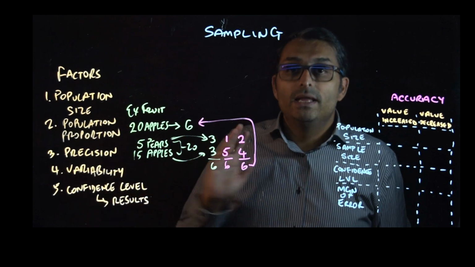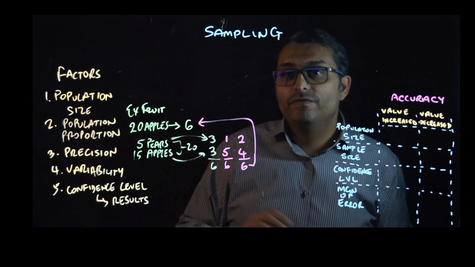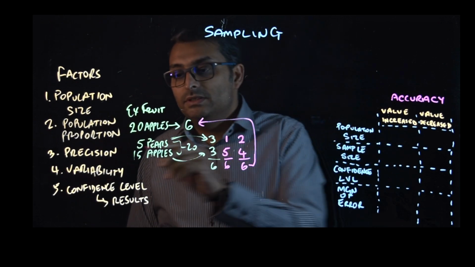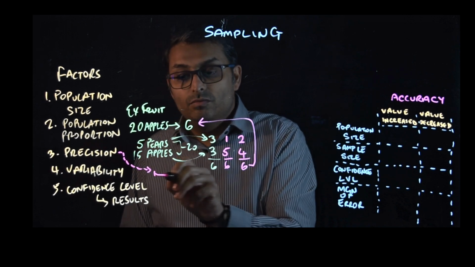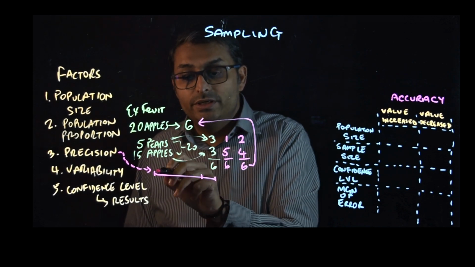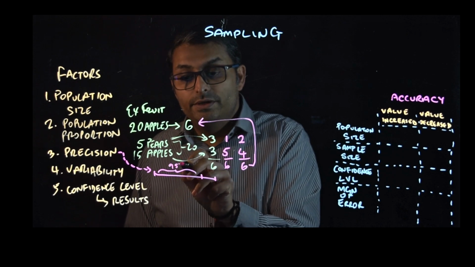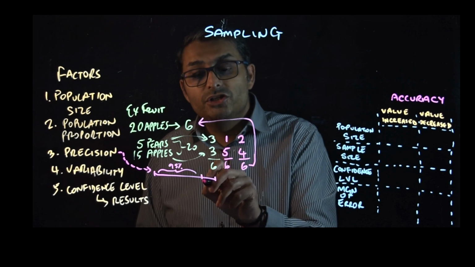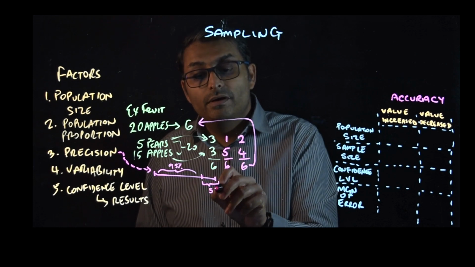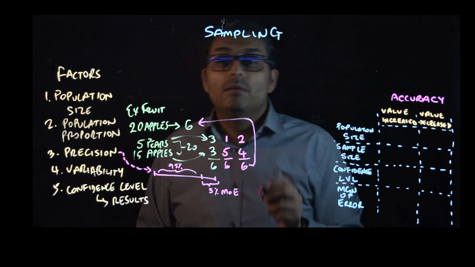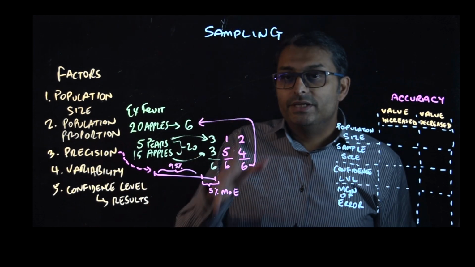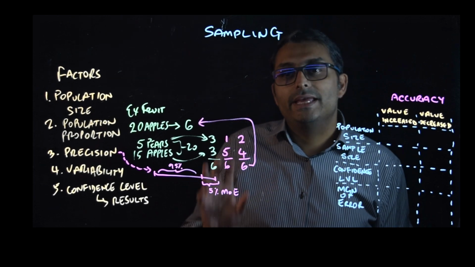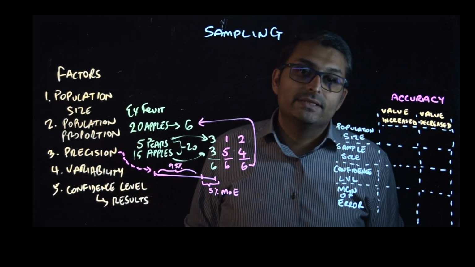So point number 3. Let's say we have already set a precision of 95%. That means that we are willing to accept a margin of error of 5%. I'm going to call that MOE, margin of error. But how confident are we that the margin of error is limited to this 5%? This is what the confidence level is.